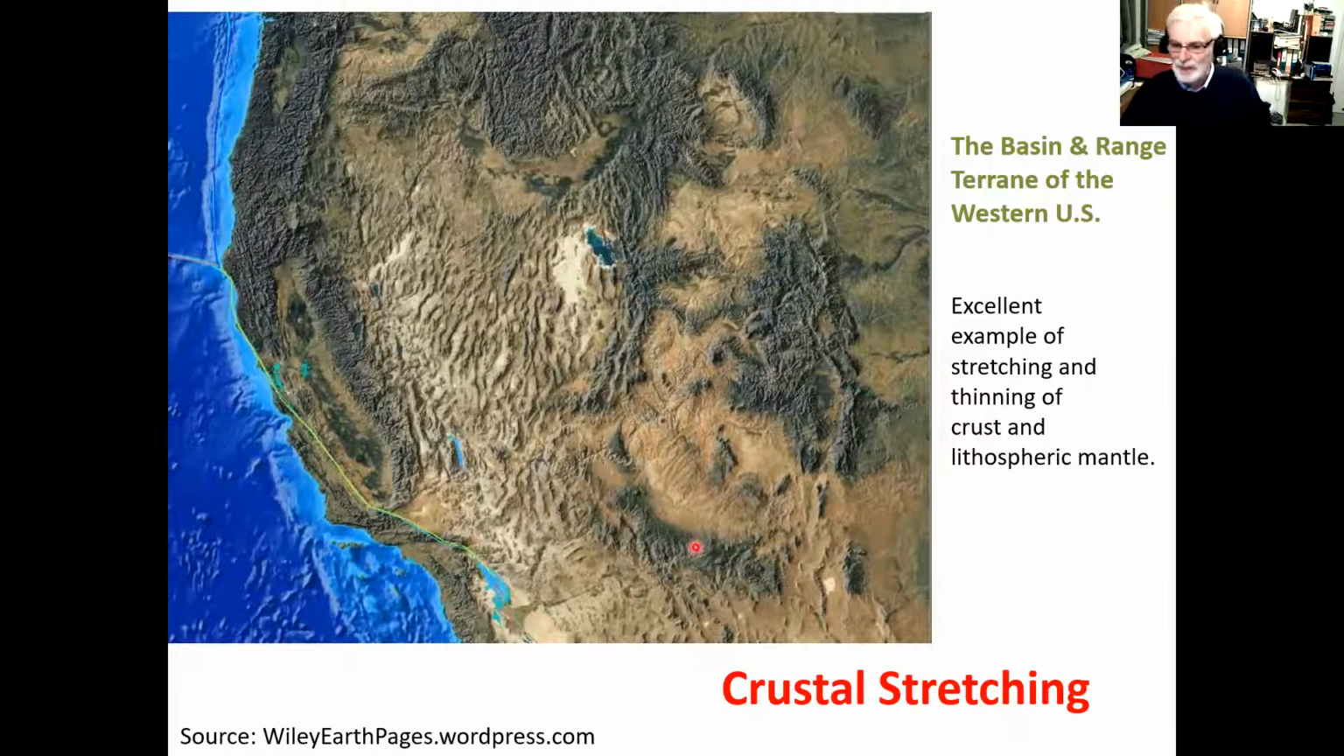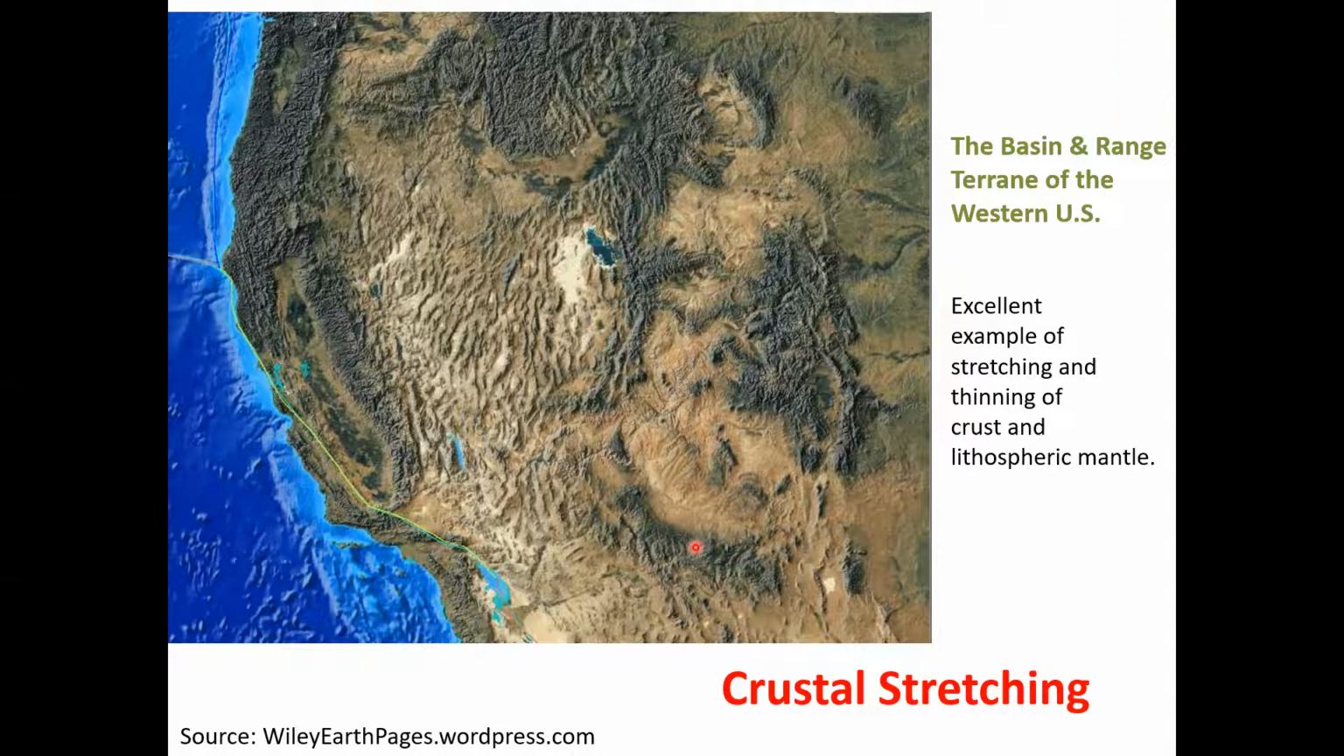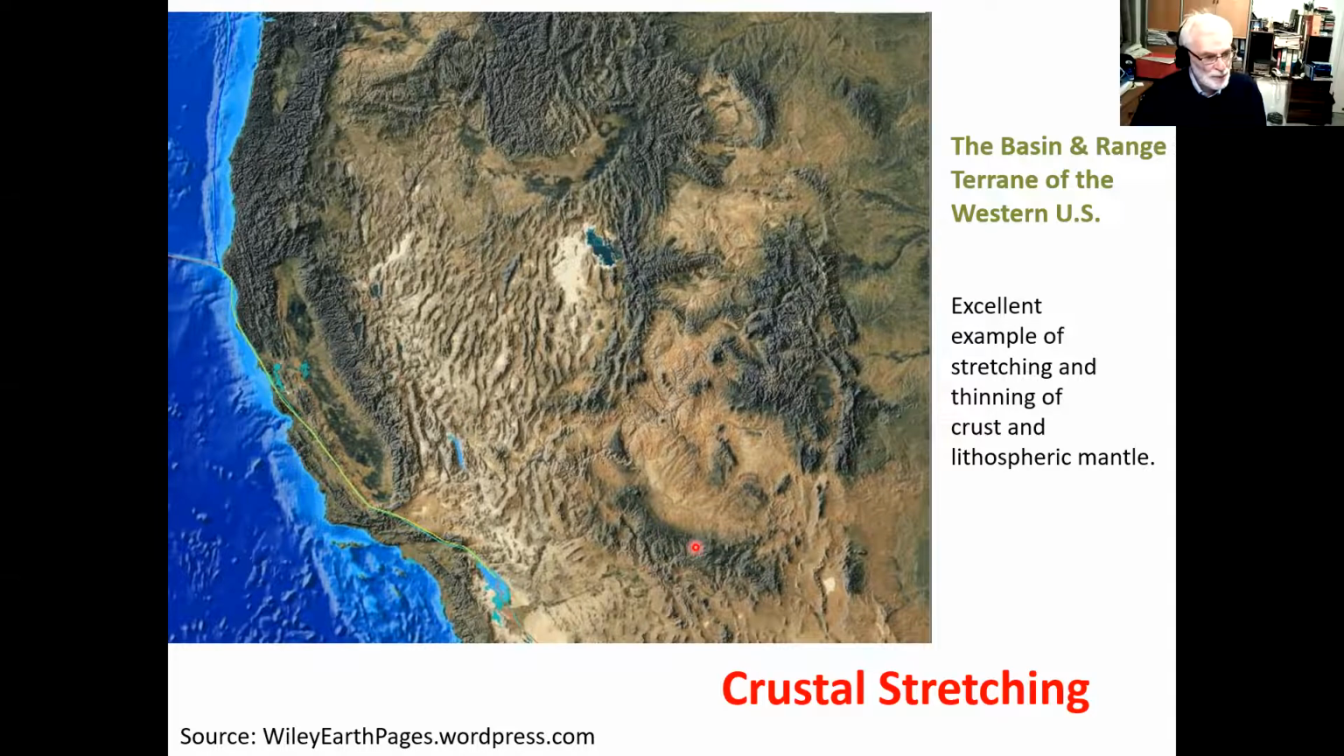Oh dear me, that's not southern Spain or the Western Mediterranean, is it? That's the Western United States. There's an interesting point to be made here, because we're looking at the basin and range terrain of the Western United States. It's a part of the North American crust which has been stretched and thinned.